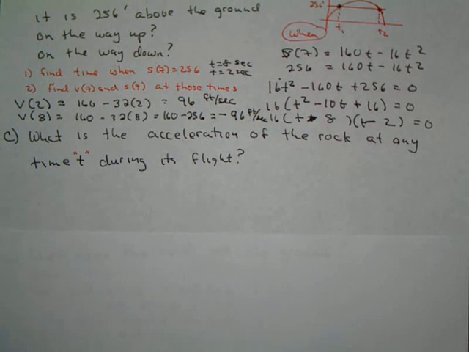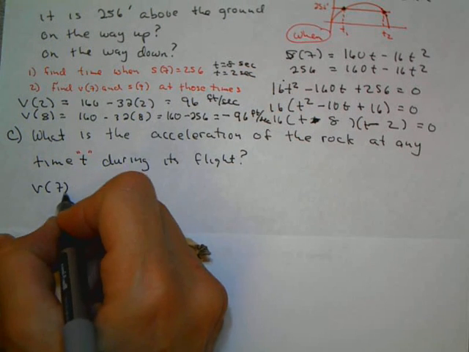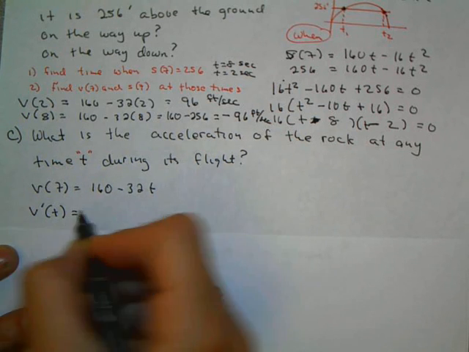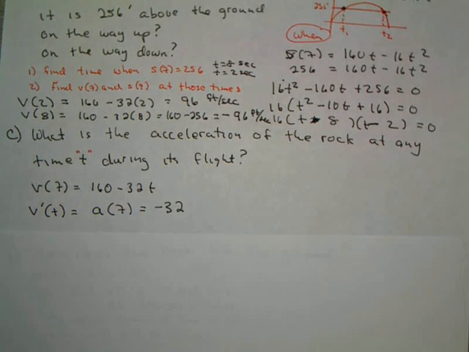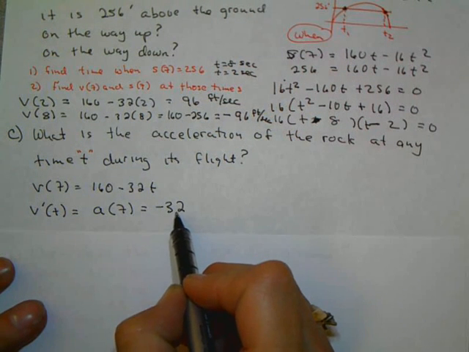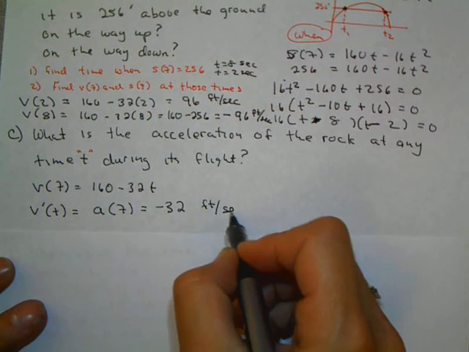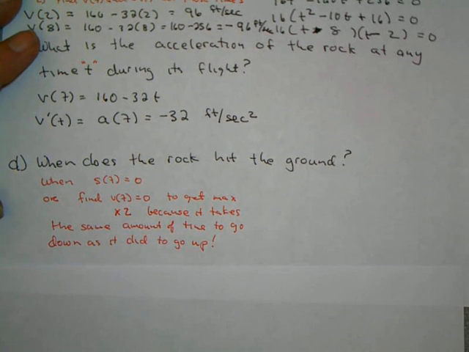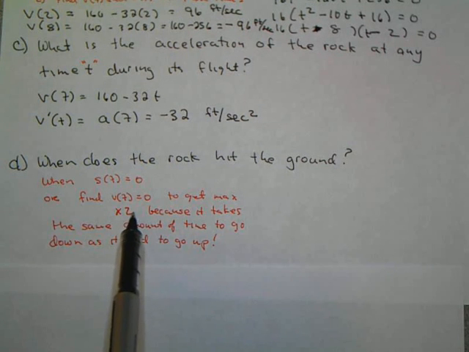It might ask, what is the acceleration of the rock at any time during its flight? Well, to find that out, you're just looking for a function. The velocity at any time is 160 minus 32t. So I'll just take the derivative of that, because the derivative of velocity is acceleration, and I'll end up with negative 32. It just means that we're decelerating. We're going slower at any time during its path. And since we were looking at feet, for acceleration, it would be feet per second squared.